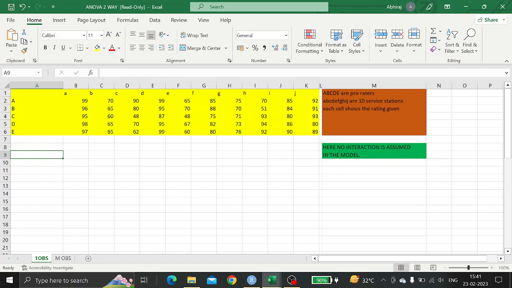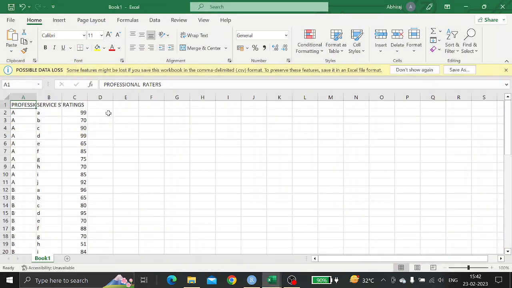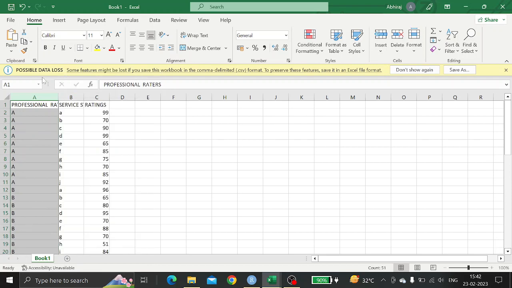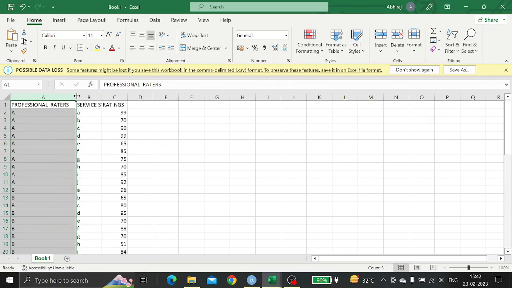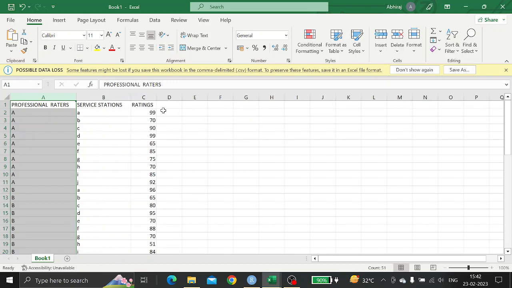The original data was given in this format, but to make R easily read this data, we have to enter the data in such a manner that it becomes easy for R to differentiate the different factors and the variables. For this, I have entered the data like this. You can see this CSV file, where these are the professional raters denoted by the capital A, B, C, D and E, and the small a up to small j are the service stations, and these are the ratings.